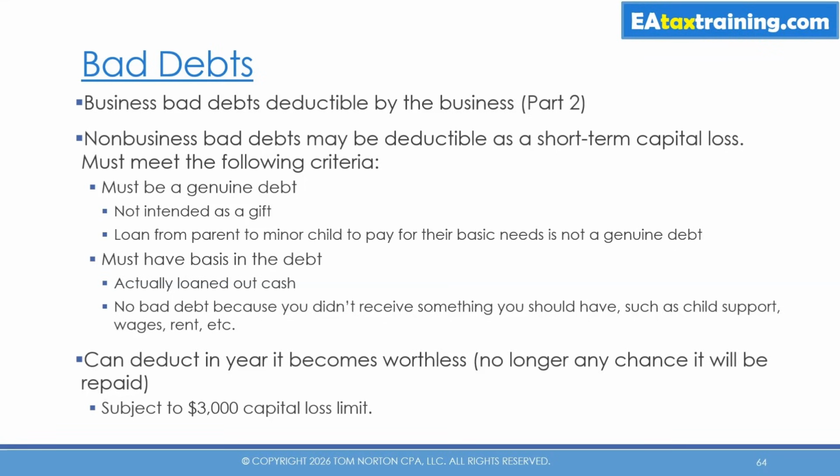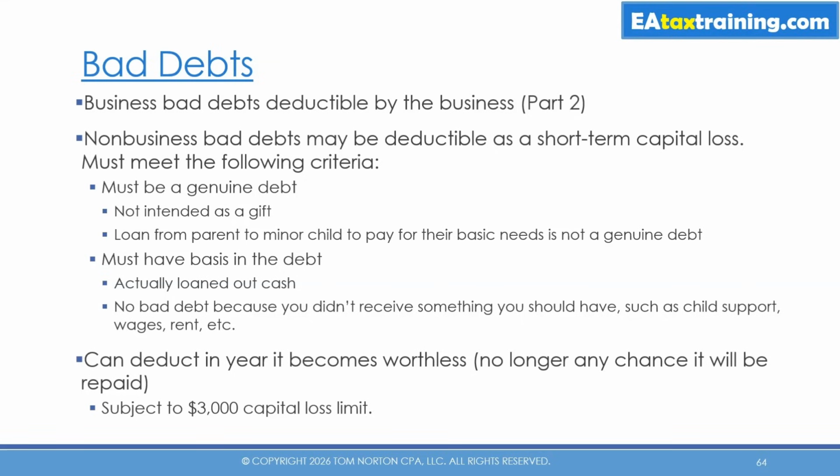Also, you must have a basis in the debt. So you actually have to have loaned out cash or something of value. You cannot get a bad debt just because you did not receive something that you should have. So, for example, if your ex doesn't pay you child support when they're supposed to, that is not a bad debt. You cannot deduct that from your tax return.